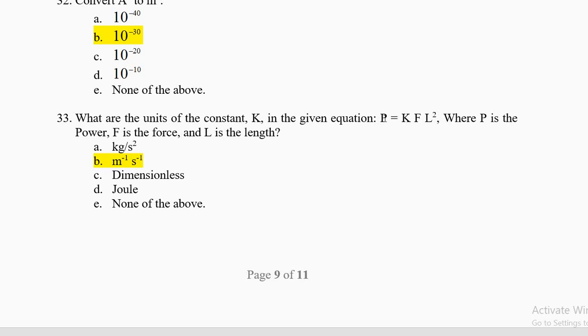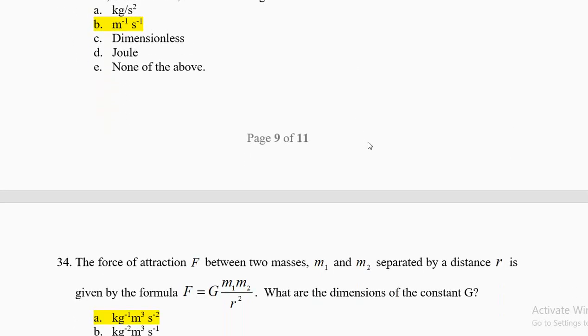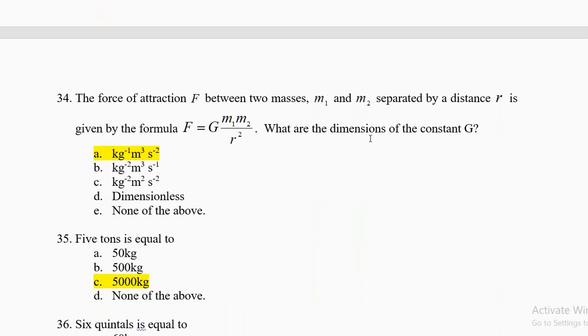Now power is joule divided by second. Force into distance by time. Cancel the force. Distance by time, L by T. So you can cancel the L also. So k will be 1 by LT. L is length and T is second. So it is 1 divided by meter second, which is meter minus 1 second minus 1. Just write it with a piece of paper and do it.